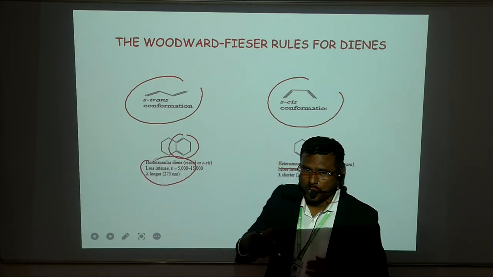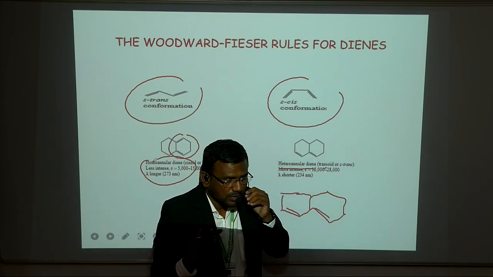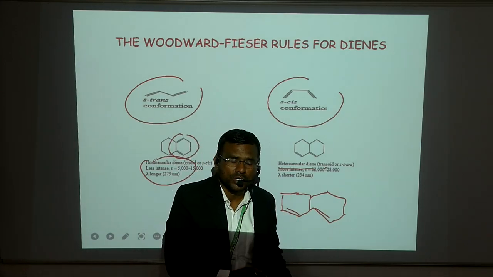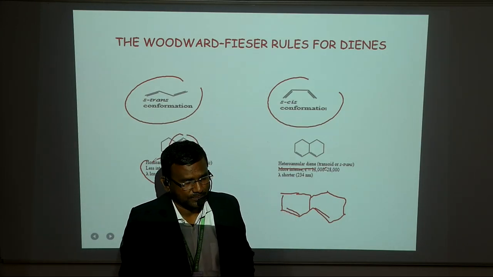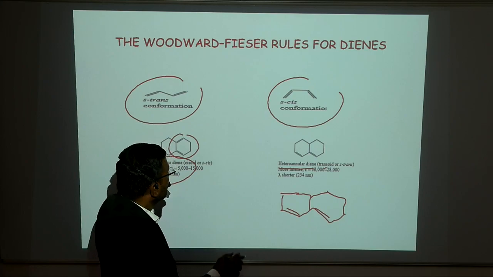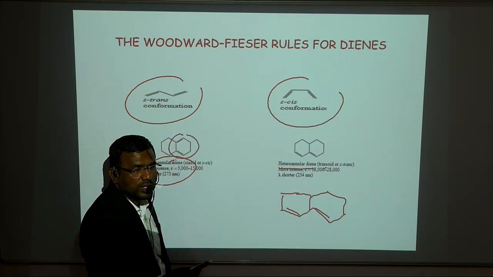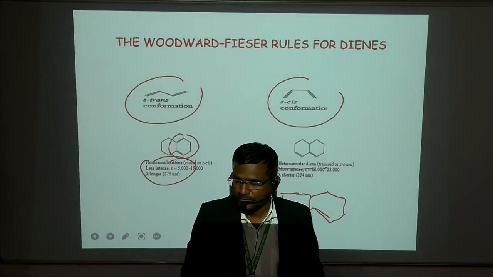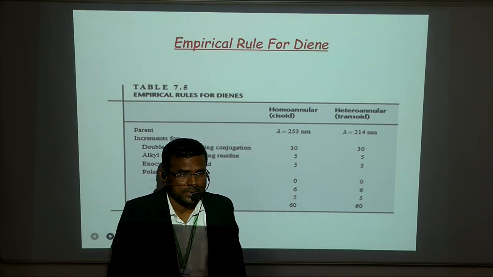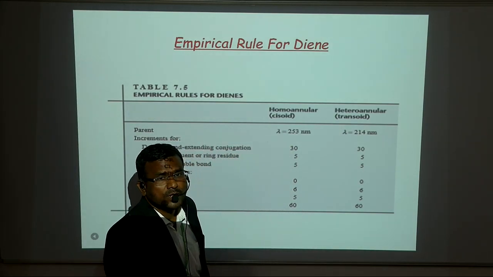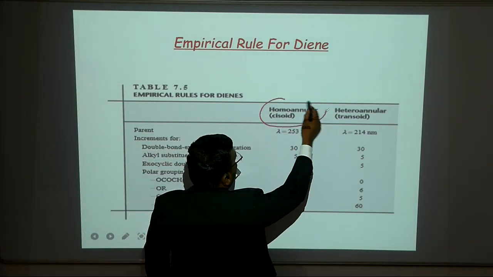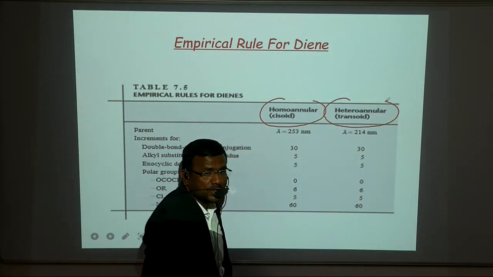Are you getting it? So in this slide, there are four types of diene. One is cis, another one is trans, one is homoannular, and another one is heteroannular. Okay. When two double bonds are present in different rings, it is called heteroannular, and when two double bonds are present in the same ring, it is called homoannular. Is that clear? Okay. Next. Now, this is the empirical rule for the diene system, which was proposed by Woodward and Fieser. Okay. Now, this is for homoannular diene and this is for heteroannular diene.